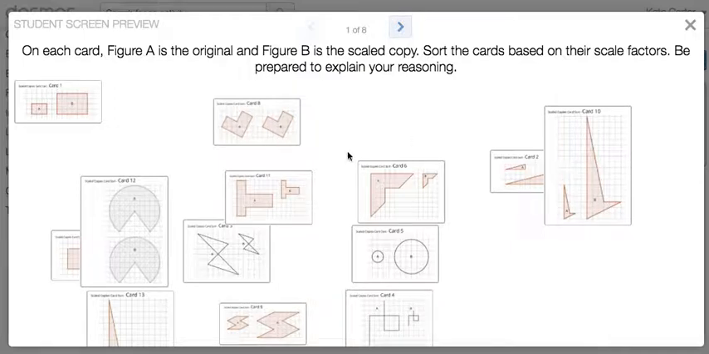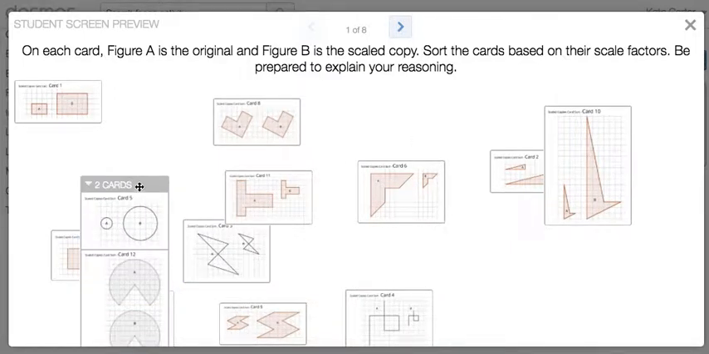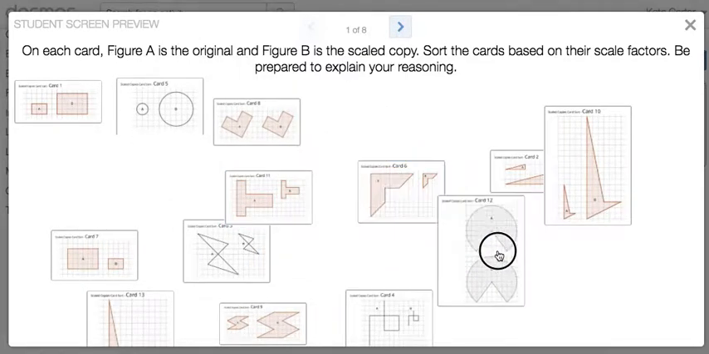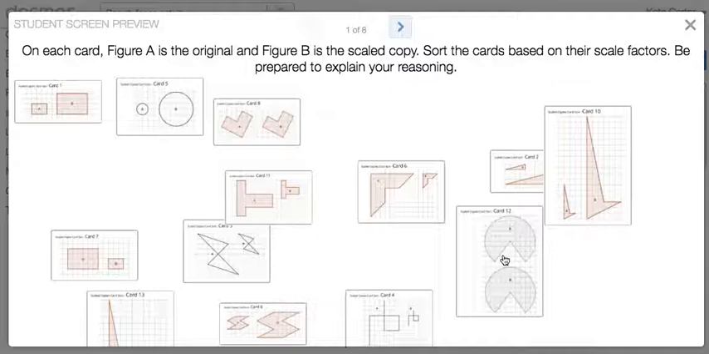Well, if I'm sorting them based on scale factors, the first thing to avoid would be to just put things together because they're the same shape. So just because they're circles does not mean that I would be sorting them based on scale factor. So I want to look at things that have scale factors that are related to each other in some way. There are a lot of different ways that you can do this. I think I'm going to start looking for ones that have the same scale factor if possible.